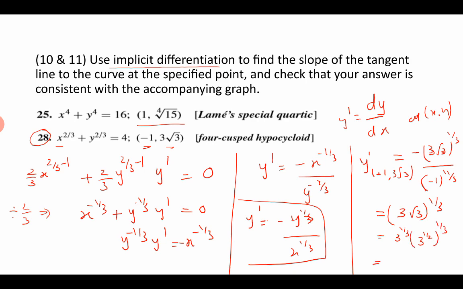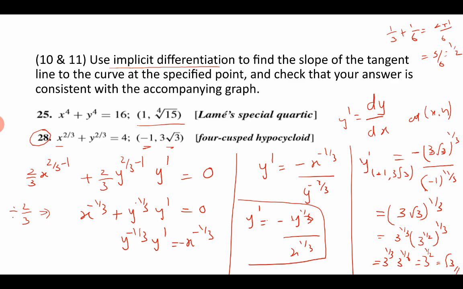When you simplify this one, you will get 3 to the power 1 by 3, 3 to the power 1 by 6. When you add the powers, 3 to the power 1 by 2. Try this one. That is square root of 3. That is, when you add the power 1 by 3 plus 1 by 6, which is 2 plus 1 over 6, which is 3 over 6, which is 1 by 2. That is it. The power is 1 by 2. The answer is root 3.